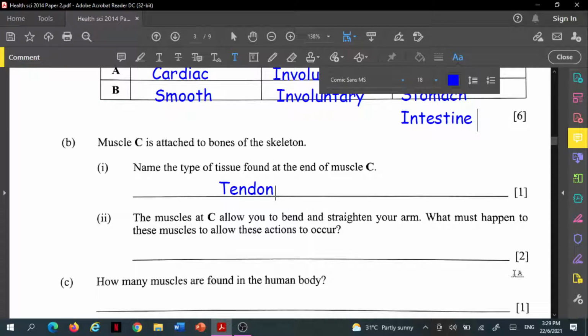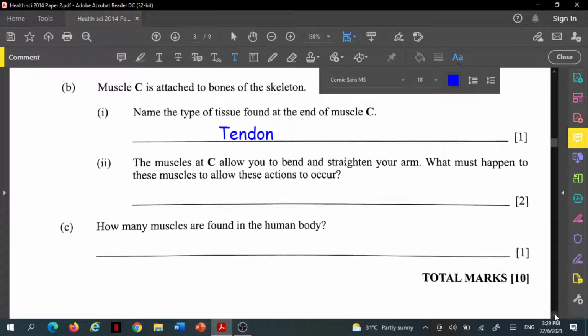All right. Now for part 2 of B, it said the muscle at C allows you to bend and straighten your arm. What must happen to these muscles to allow these actions to occur? So to bend and straighten your arm, what type of action is taking place in the muscle? If you think about moving your arm up and down, you realize that one muscle becomes longer, one becomes shorter, and those are the bicep and tricep muscles. So what must take place? The muscles must contract, and they also do what? Relax. So these muscles must contract and they must relax. As one is contracting, the other one is relaxing, right? And the term that describes muscles that work together like that, while one is contracting and the other one is relaxing, is antagonistic muscles.